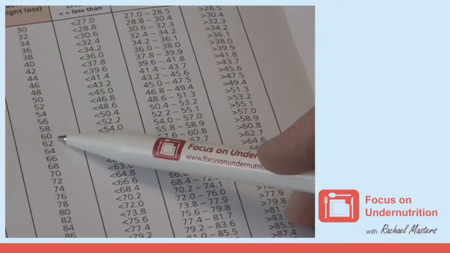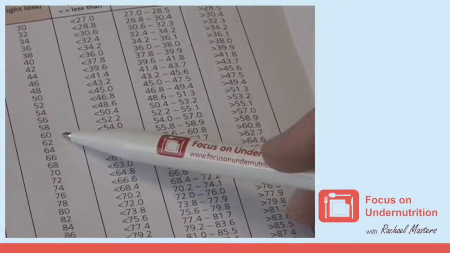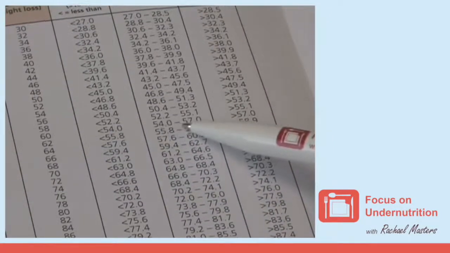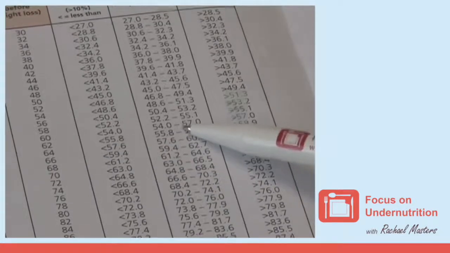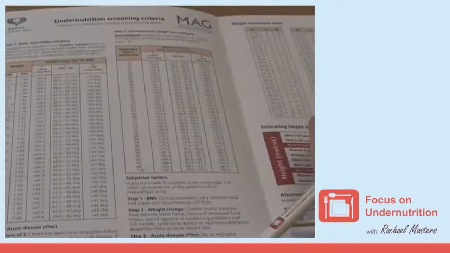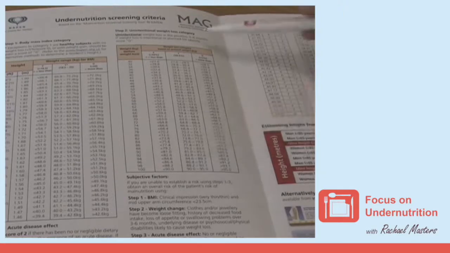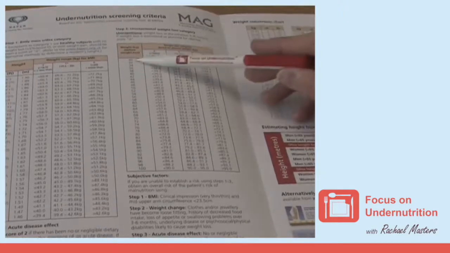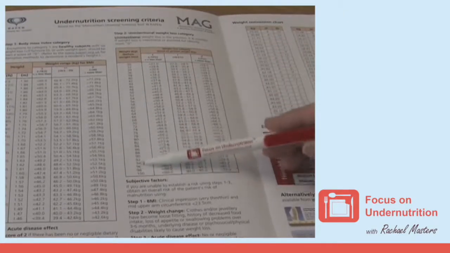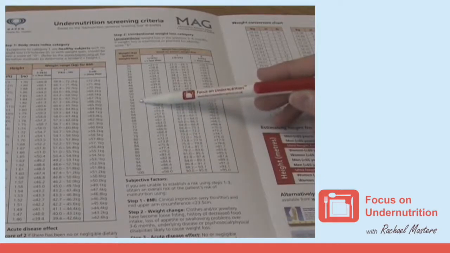For example, if Mrs. Green's weight was 60.2 kilograms 6 months ago, but she now weighed 55.1, she would score a 1. When completing this section, it is essential to always use the person's heaviest weight in the previous 3 to 6 months, even if they've started to gain weight.